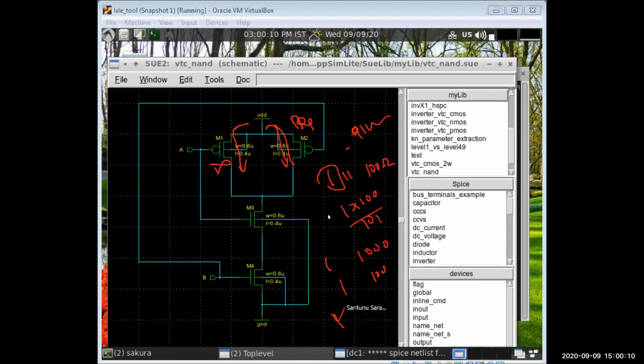That's what I'm saying: when two parallel resistances are there, the small value will be the dominant one. So here RP parallel with infinity, what is the equivalent value? RP. That's why at the worst case condition, RP will be the resistance, so it is equivalent to an inverter. So now we can convert this circuit into an inverter also.